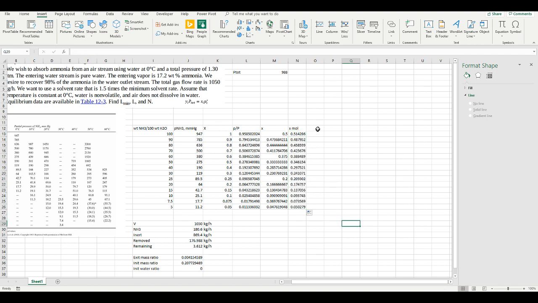There we go. So now we can calculate the equilibrium, or the vapor mole fraction, in other words. This would be Y mole. And from the equation, the vapor mole fraction is simply the liquid mole fraction times the ratio that we calculated earlier. So let's do that.